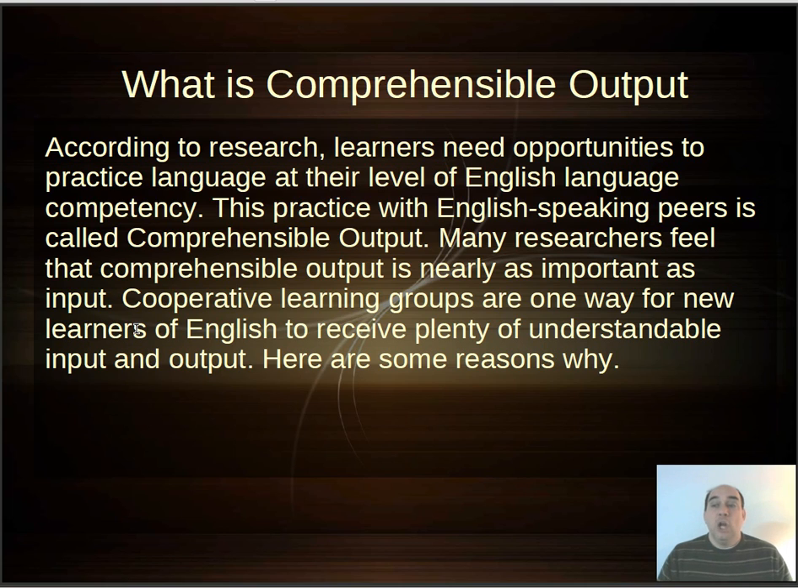According to research, learners need opportunities to practice language at their level of English language competency. This practice with English-speaking peers is called comprehensible output, or again, as I would say, forced output production. Many researchers feel that comprehensible output is nearly as important as input. I would agree. Cooperative learning groups are one way for new learners of English to receive plenty of understandable input and output. Here are some reasons why. I would agree that forced output production is an excellent way to increase their opportunities. Hearing it just one way is only going to give them so far.